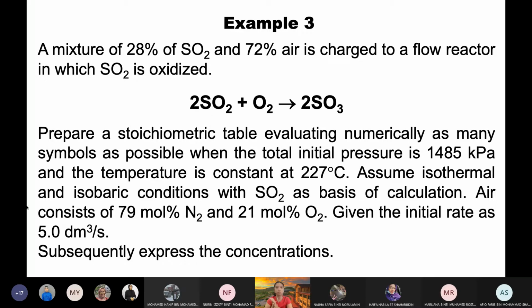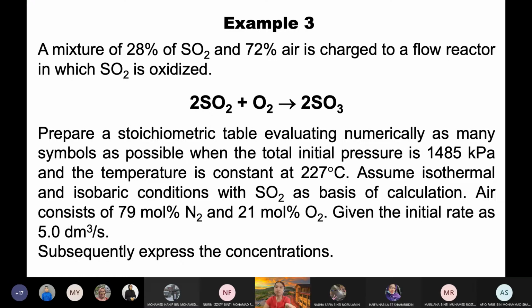Okay, next question dia kata, prepare a stoichiometric table evaluating numerically as many symbols as possible when the total initial pressure is 1485 kilopascal and the temperature is constant at 227 Celsius. So soalan ni kita tambah pula, dia kata dia beri kita total initial pressure. So kami ingatkan dalam kes ni kita ada SO2, kita ada air. Jumlah tekanan SO2 dan air ini adalah 1485.